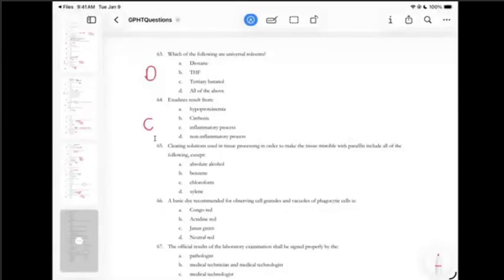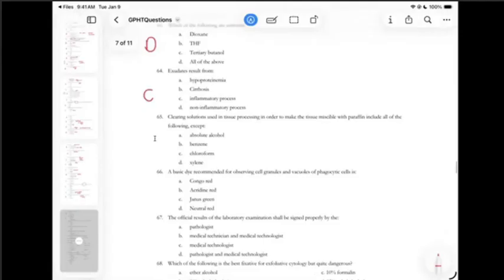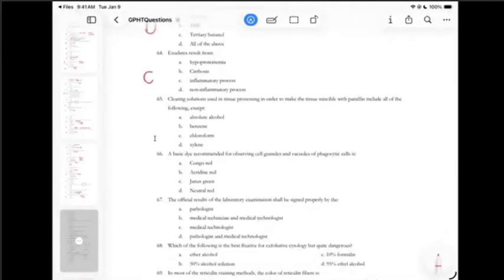65, no? So clearing solutions used in tissue processing to make the tissue miscible or humahalo with paraffin include all of the following except, so which here is not a clearing agent. So that's letter A, absolute alcohol. Absolute alcohol, we can use that for dehydration. So we may also use that for fixation, since alcohols have two functions, it's a dehydrating agent and a fixative. So 65, no, that's letter A. So absolute alcohol, that's not a clearing agent.